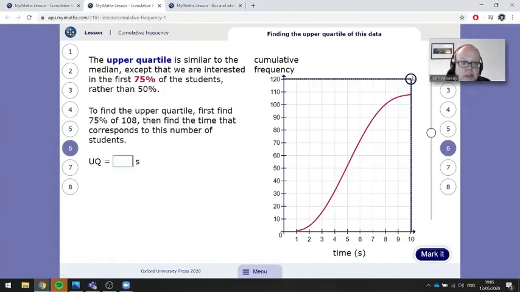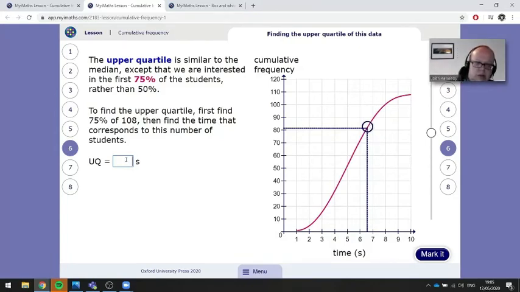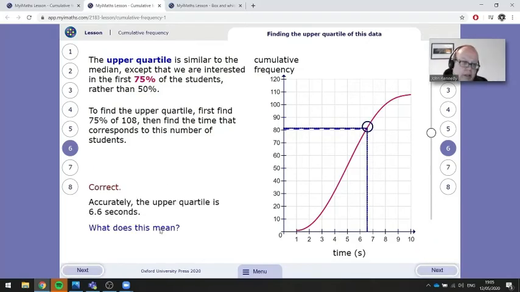And I can find the upper quartile in a similar way. The upper quartile will be 3/4 of the way into the data. So that would be 54 is halfway up. 54 plus 27 is going to be 81. So 81 is here. And then that looks like 6.5, 6.6. Let's try 6.5. Not bad. Okay, it was 6.6.